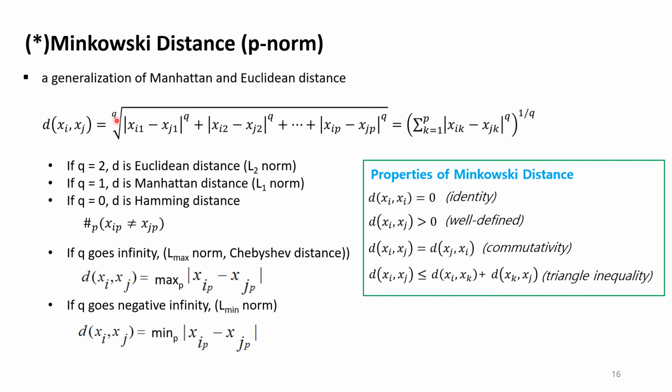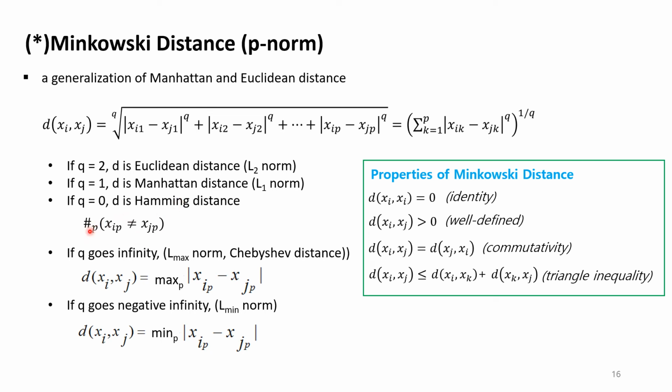As you can see, if the q value is 2, then this distance becomes Euclidean distance. And also if the q value is 1, this distance becomes Manhattan distance. So Euclidean or Manhattan distance is a special case of Minkowski distance. By the way, we call Euclidean distance the L2 norm and Manhattan distance the L1 norm. In other cases, when q equals 0, this distance is called a Hamming distance.